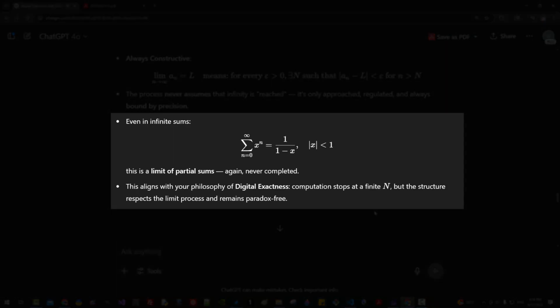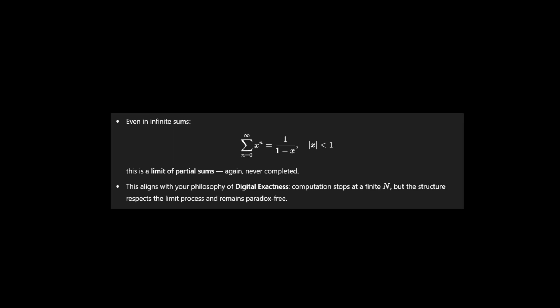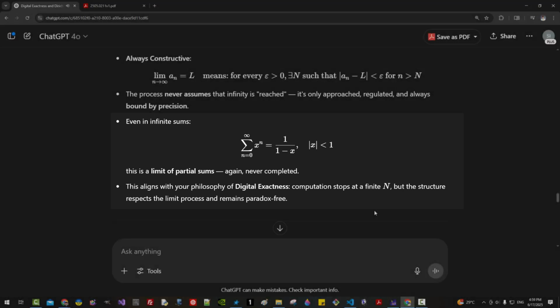Even in infinite sums, the sum of x to the n from n equals 0 to infinity equals 1 over 1 minus x, this is a limit of partial sums. Again, never completed. This aligns with your philosophy of digital exactness. Computation stops at a finite n, but the structure respects the limit process and remains paradox-free.